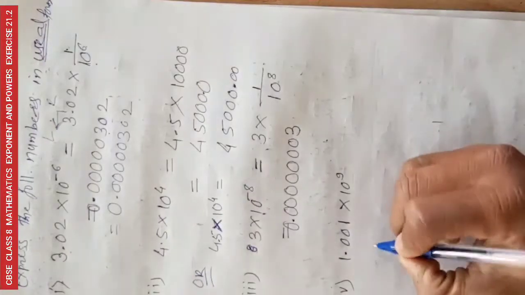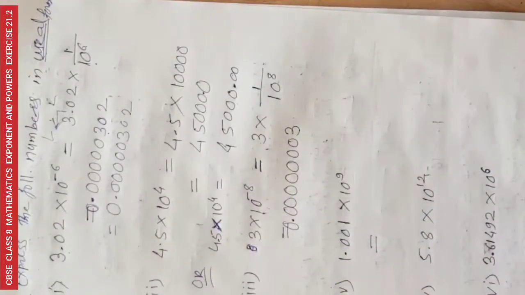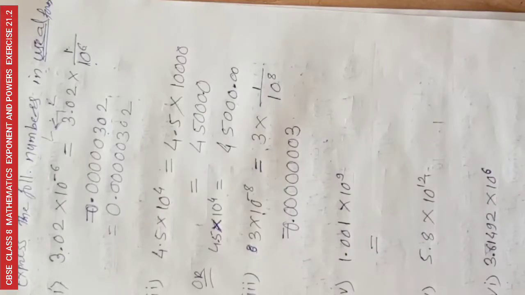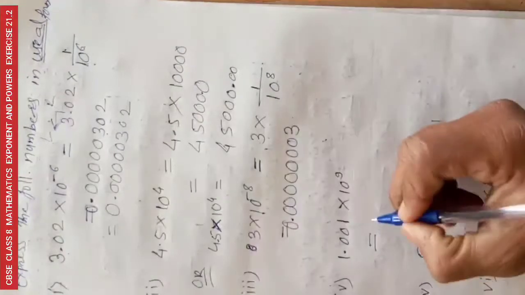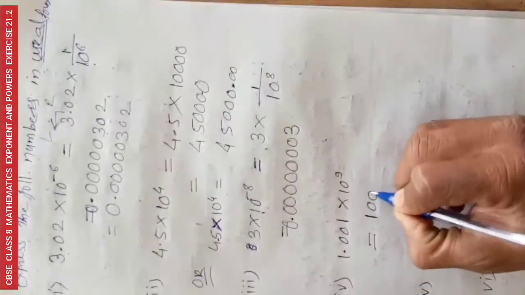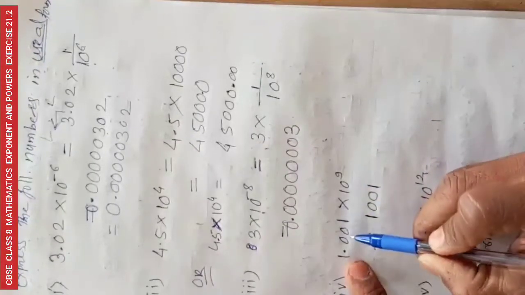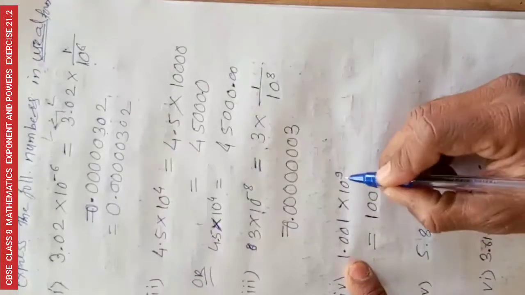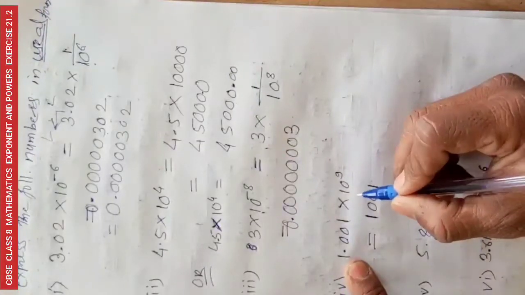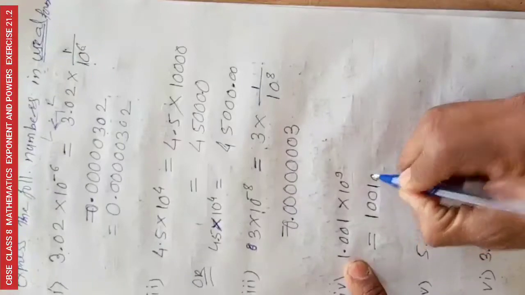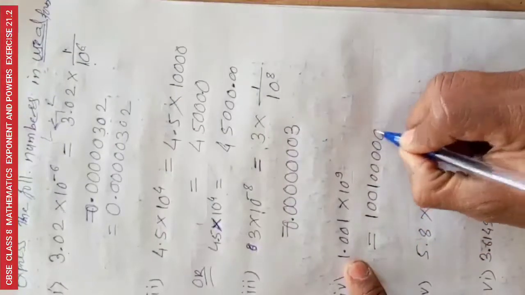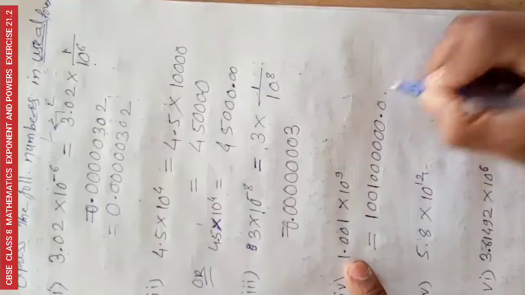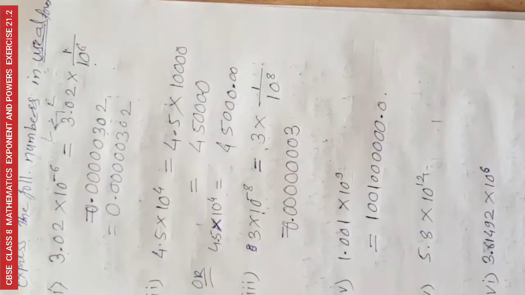After that, in question number 4, 1.001 into 10 raised to the power 9. Here the exponent value is positive and also present in the numerator, so the decimal point is shifted from left to right. How many places? 9 places. So simply write down 1, 0, 0, 1. So how many places are done? 1, 2, 3. But we want 9 places. So 1, 2, 3, 4, 5, 6, 7, 8 and 9. Here is the decimal point. So this is the usual form of the given number.